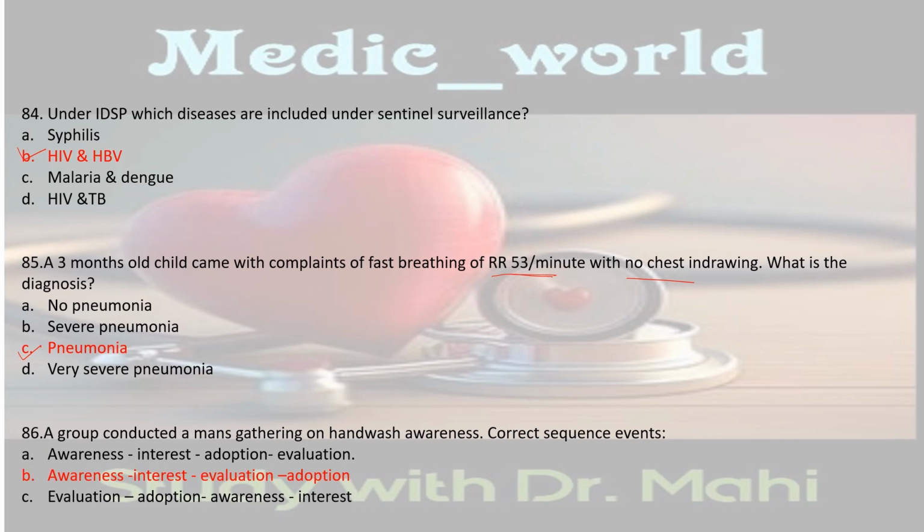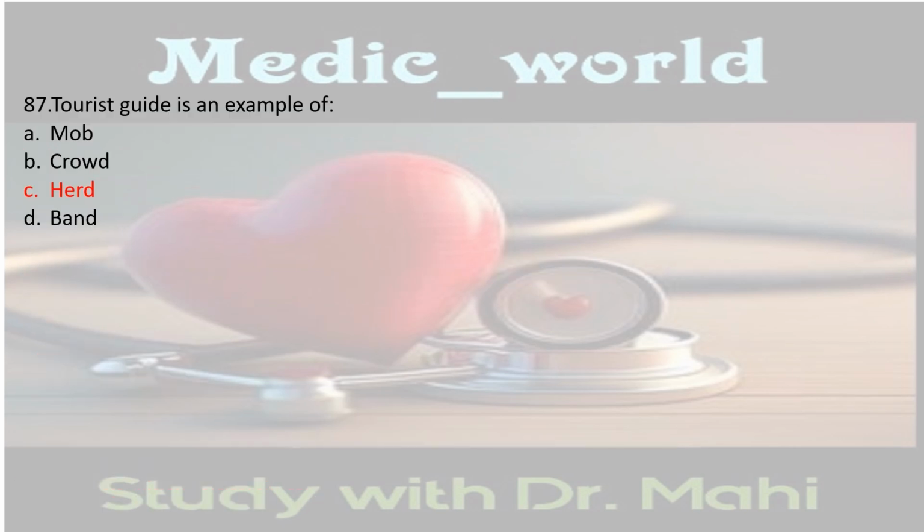A group conducted a mass gathering on hand wash awareness. Correct sequence of events? The answer is awareness, interest, evaluation, and adoption. Next question. Tourist guide is an example of third.